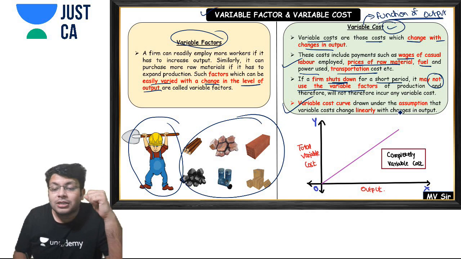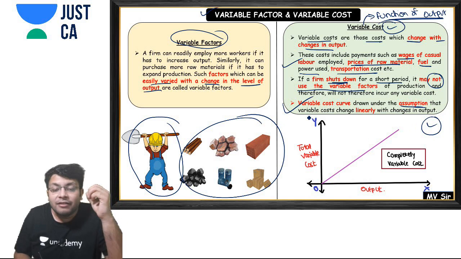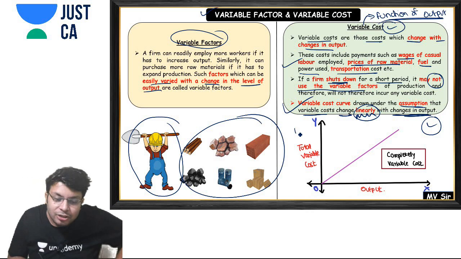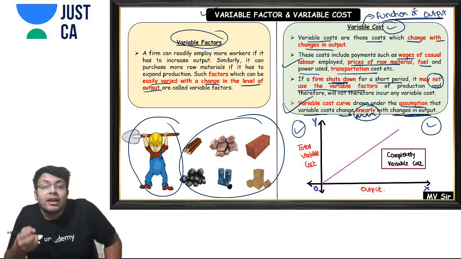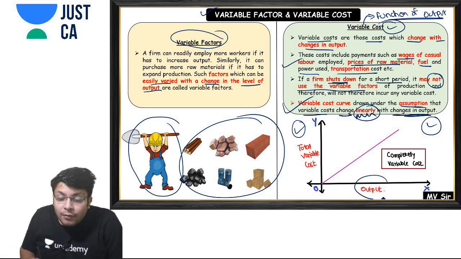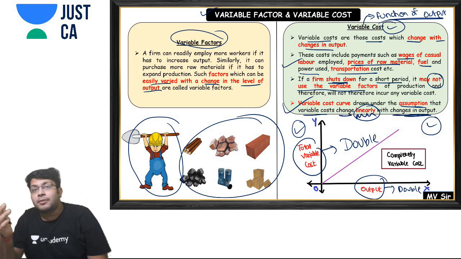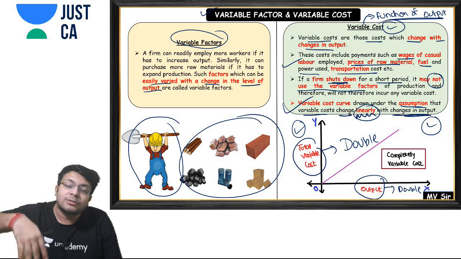The variable cost curve here is drawn under the assumption that variable costs change linearly with the changes in output. What do you mean by a linear relationship? Here they have assumed that there is a linear relation. That if you double your output, your total variable cost will also double. If you triple your output, your variable cost will also triple. If you increase your output by 4 times, your variable cost will increase by 4 times.